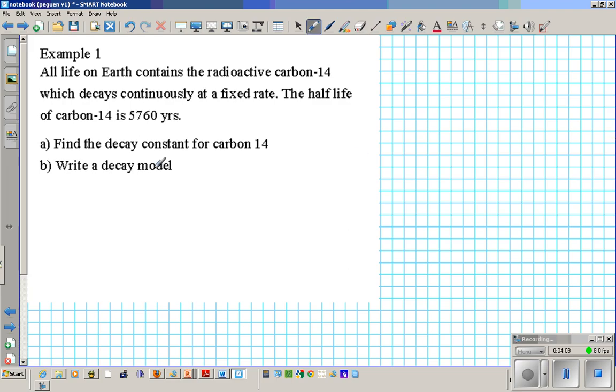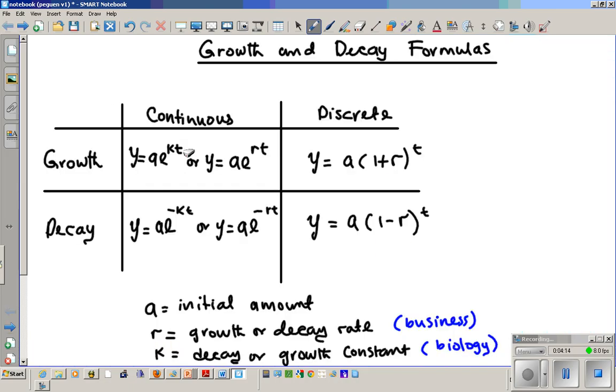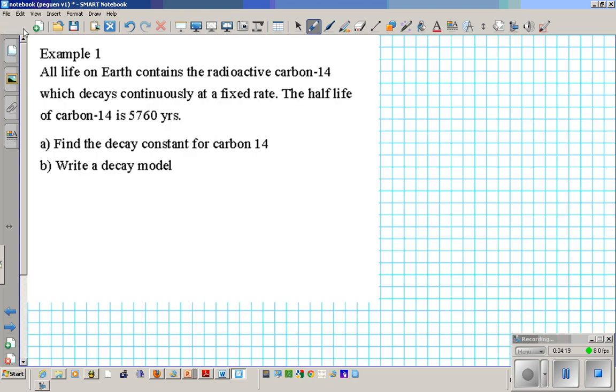So this is a decay scenario, so we're going to use the decay formula. If you look back, the decay formula that's continuous is this one right here. So we're going to be using the decay formula for continuous decay, which is y equals a e to the negative kt. Alright? We're going to list what we need and what we know, and then we're going to find what we need. We should have only one unknown, so we can solve it since we have one equation. Alright? So let's do this.